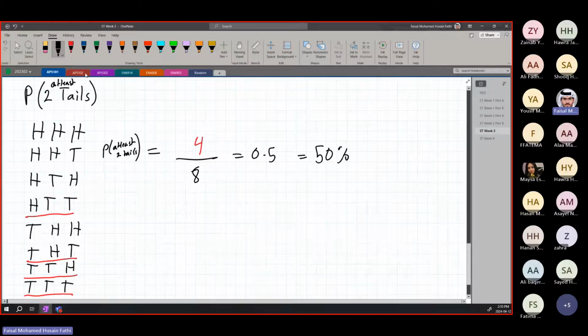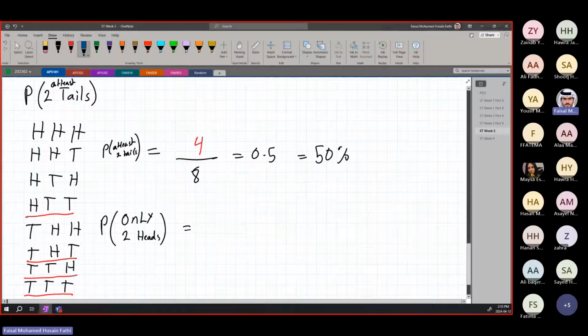Now, let's say I wanted the P of only 2 heads, for example, right? So it has to be only exactly 2 heads. It's not at least, say, 3 heads does not count. We only want exactly 2 heads.